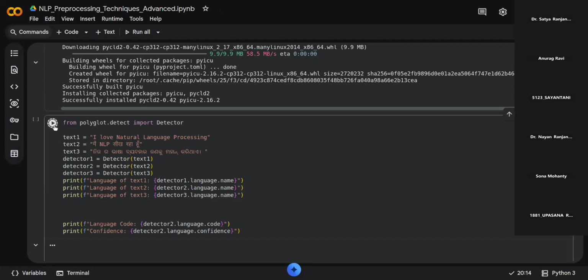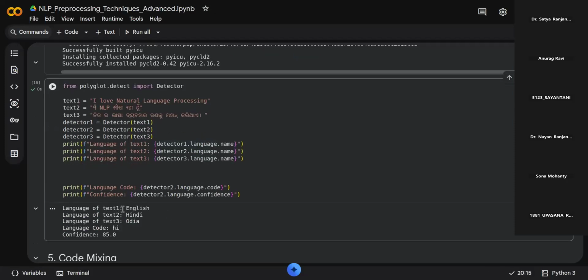Let's run it. You see the first one is English, correctly identified, the second one is Hindi, correctly identified, the third one is Odia, correctly identified. And if you see detector2.language.code, detector2 is text 2, that is Hindi, so it is returning the code as hi, and its confidence score is 85%, meaning with 85% confidence the detector detected that it is Hindi. So by using polyglot you can easily detect the language.